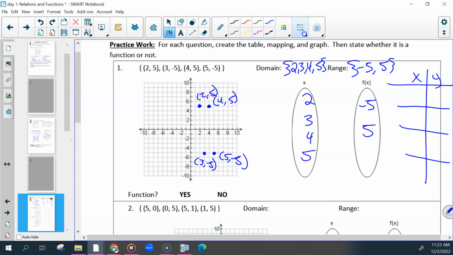And map them. So 2 goes to 5. 3 goes to negative 5. 4 goes to 5. And 5 goes to negative 5. And then, before we do the table, I just want to mention this. Your y values can have multiple x values. So 2 and 4 going to the same y value is okay. We can't have 2 go to both negative 5 and 5. That's what's not okay. In our table, we want to list our x values least to greatest, but the y's are whatever they go with.